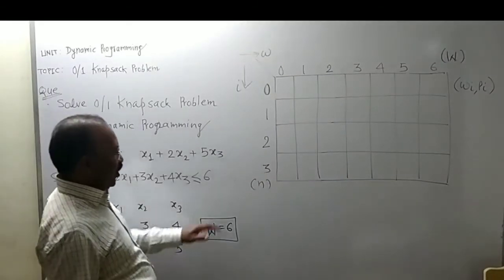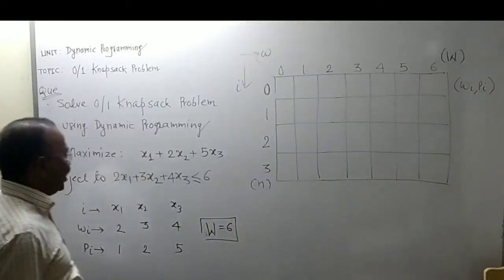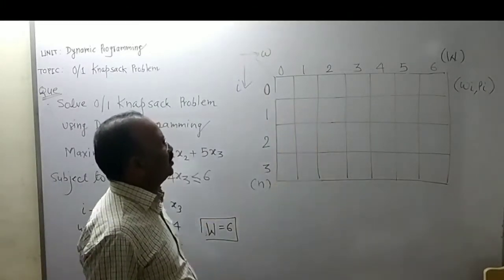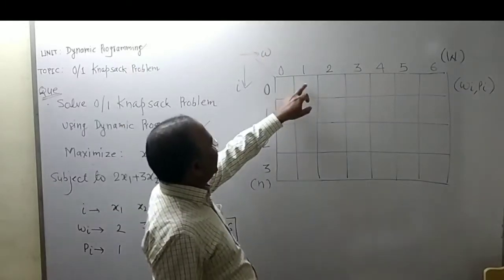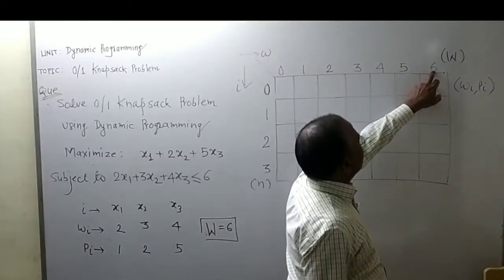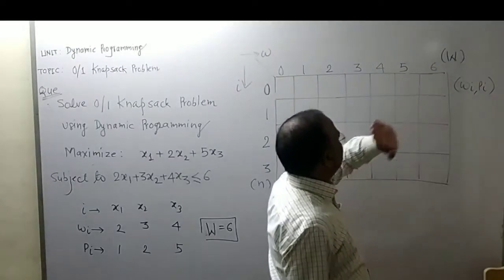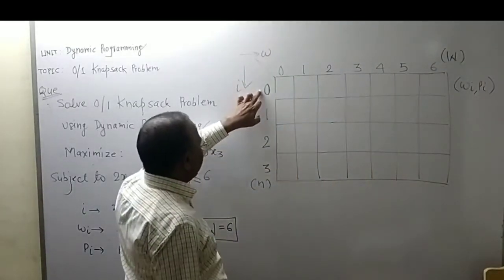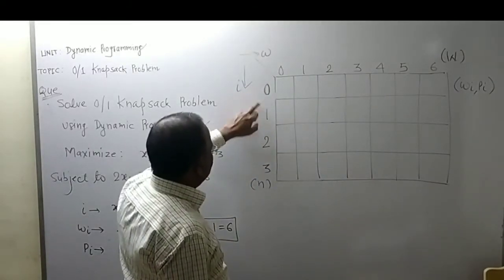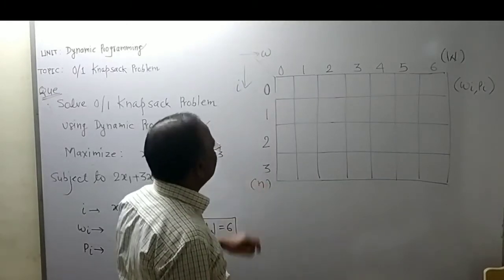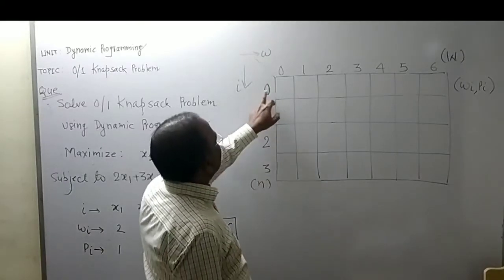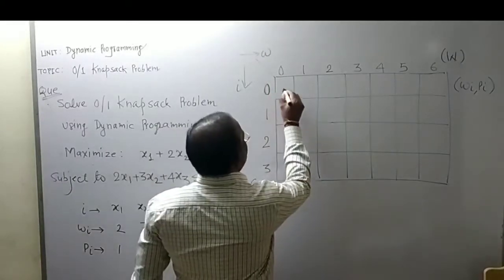Now we will try to find out the maximum profit and the optimal solution using the 0/1 knapsack table. Here we get the number of columns starting from 0 to 6. This value is nothing but the maximum capacity of the knapsack, and we will get the number of rows starting from 0 to n, where n is the number of objects. Initially we have to fill up the first row and the first column with zeros.